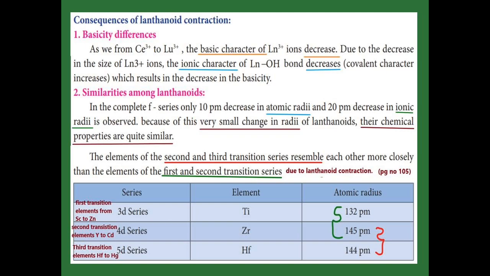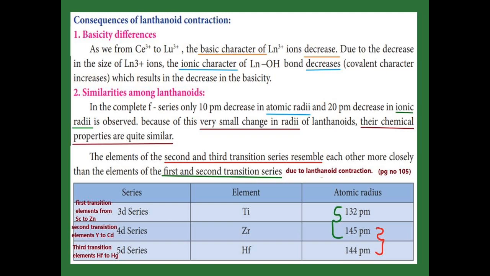Ln means lanthanoid. So for lanthanoid 3 plus, the basic character decreases. When the atomic number slowly increases, because the ionic and atomic size decreases, the basic character also decreases. In the same way, when the basic character decreases, the ionic character also decreases. The ionic character is the opposite of covalent character. Ionic character decreases means covalent character slowly increases. We get this effect from the lanthanide contraction. The atomic size decreases, so the basic character decreases. In the same way, covalent character increases.